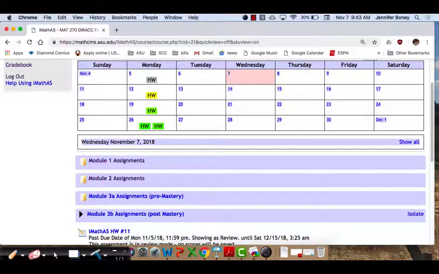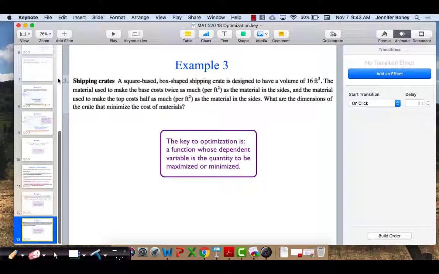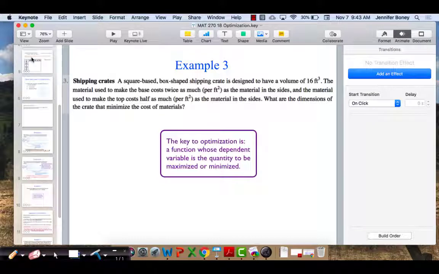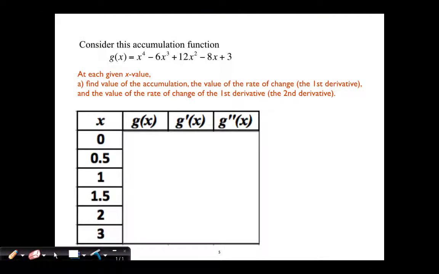But in any case, back to where we were at the end of class on Monday. Here we go. We were talking about this g of x function. And we talked about what the shape of this might look like by looking at both its first and second derivatives.